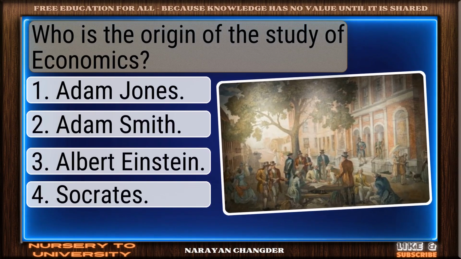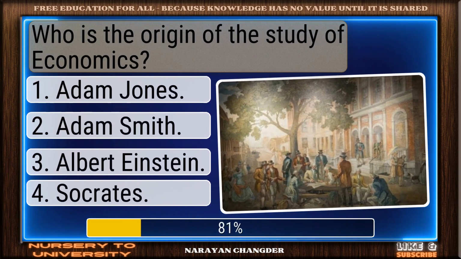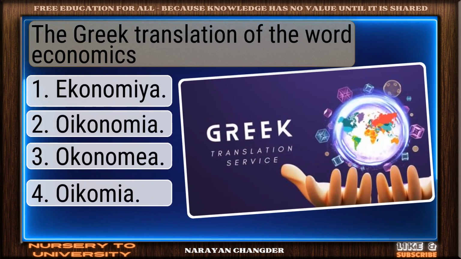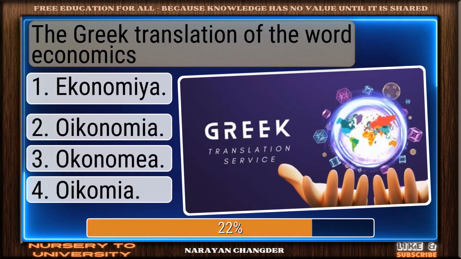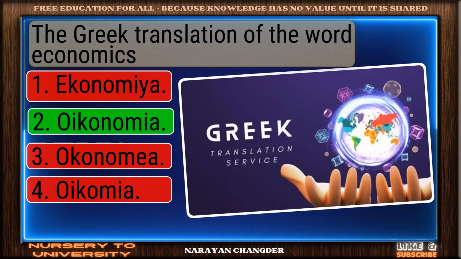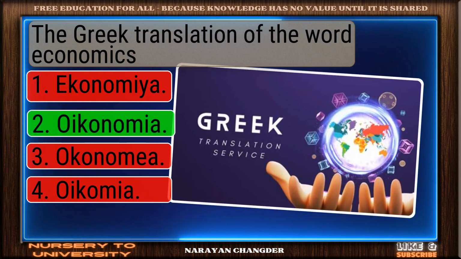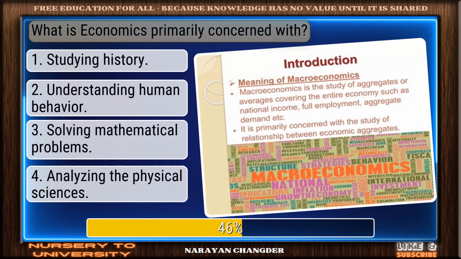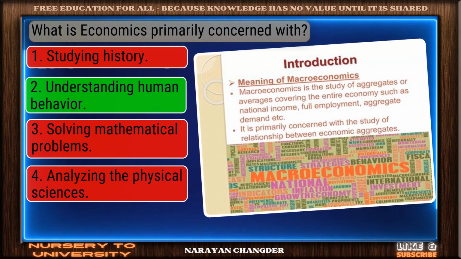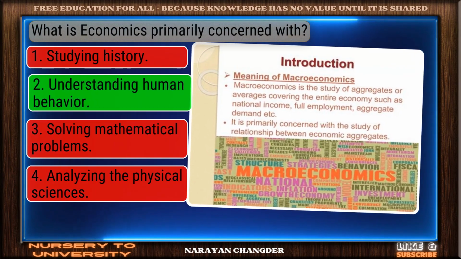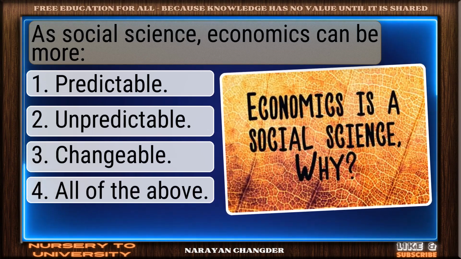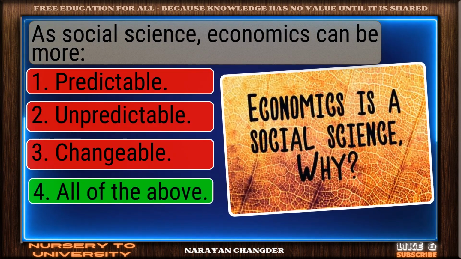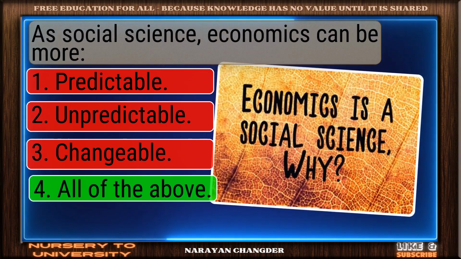Who is the origin of the study of economics? Perfect. Adam Smith is the correct choice. The Greek translation of the word economics. You chose economia, and it is correct. What is economics primarily concerned with? Excellent choice. Understanding human behavior is the right answer. As a social science, economics can be more. You're right. All of the above is the correct answer.